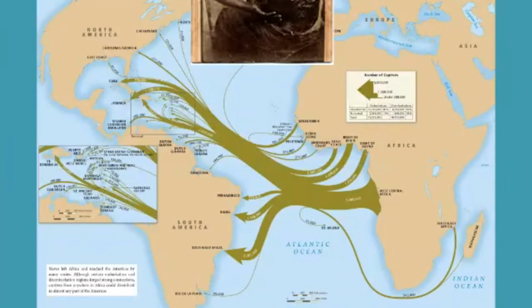We can see on this flow vector map where people moved from and to. The biggest amounts went to the Caribbean and then South America, with many going to North America. Most came from the southern half of Africa.